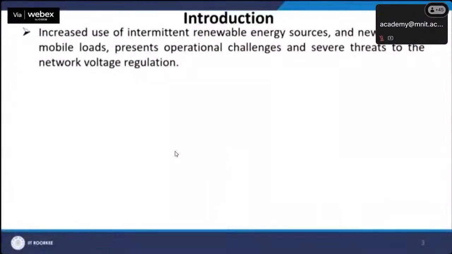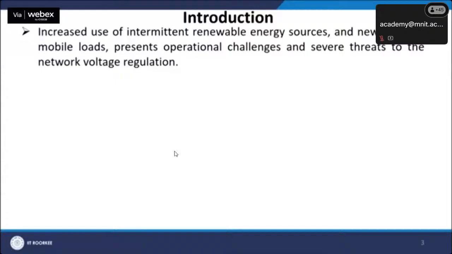In any power system, as you all are aware, renewable energy sources are quite intermittent, and in the current scenario they keep on increasing, and the new type of mobile loads presents operational challenges and a severe threat to the network voltage regulations.